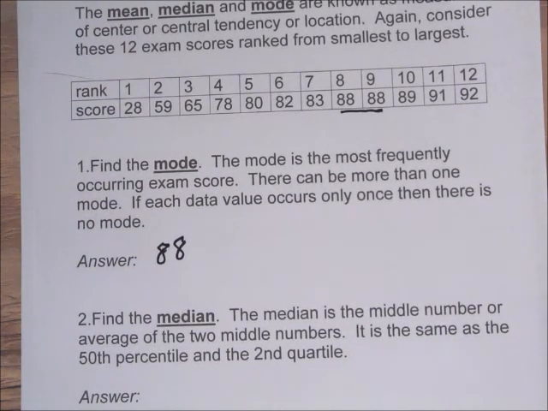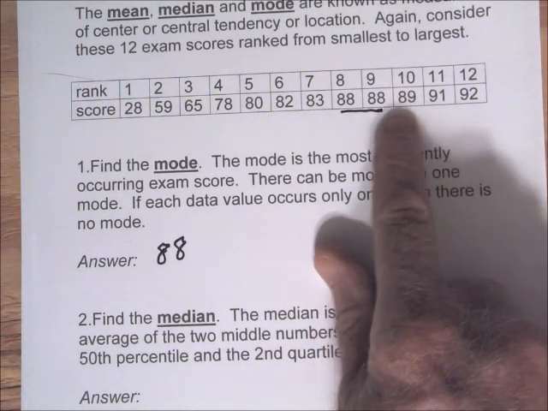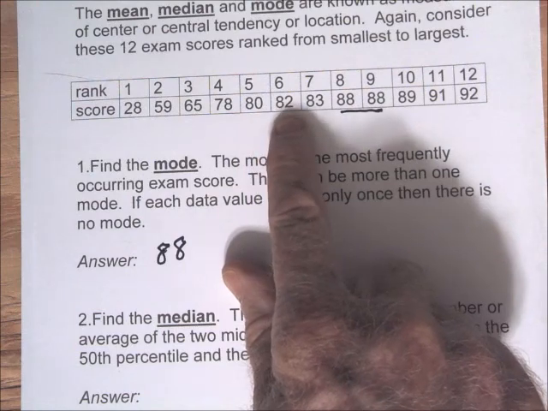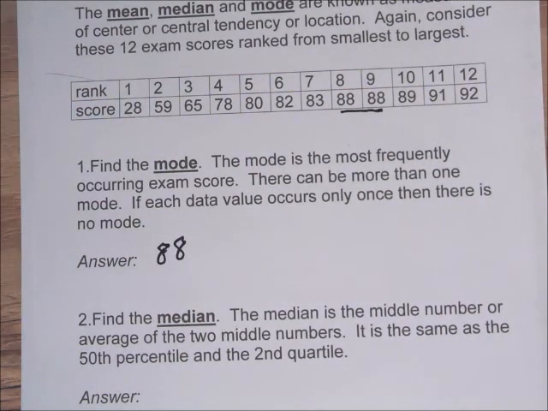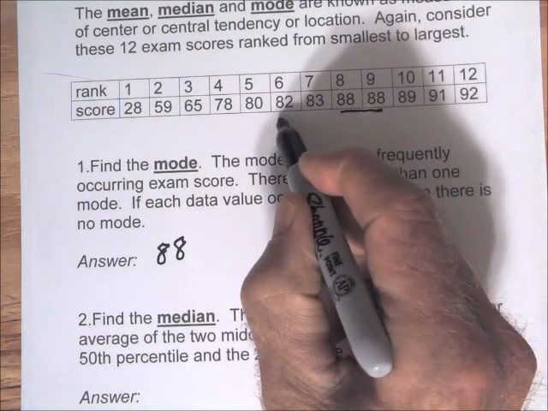Another measure of center is the median. The median is the middle number or the average of two middle numbers. It's the same as the 50th percentile and the second quartile. For this data set, we have an even number of exam scores, so there are two numbers in the middle, and we want to take the average of those two. It would be the average of 82 and 83.